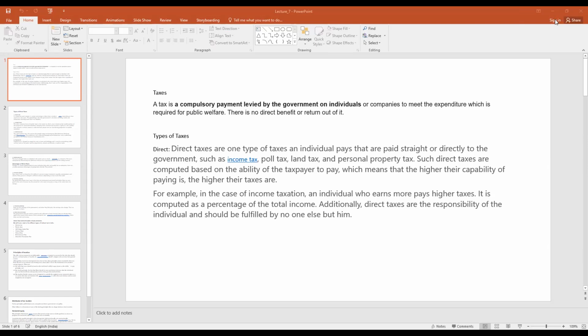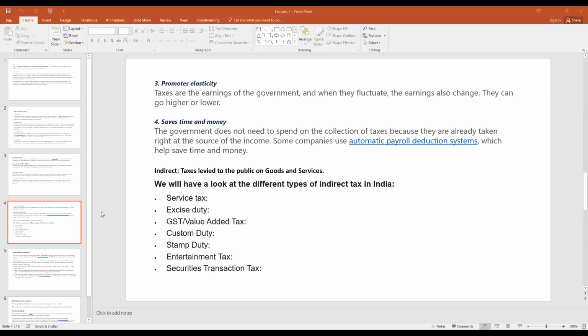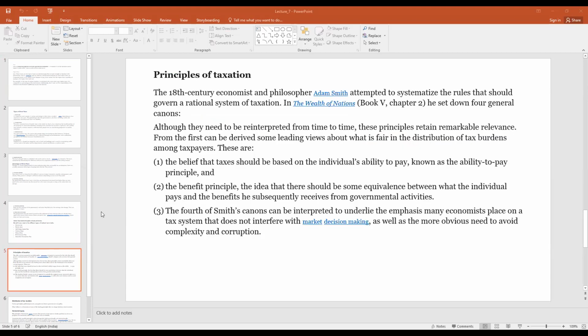So, during the last class, we discussed the types of taxes. Then we also discussed the various types of direct and indirect taxes. And we started with the principles of taxation. As we discussed in the previous class, the principles of taxation are based upon the ability to pay principle.